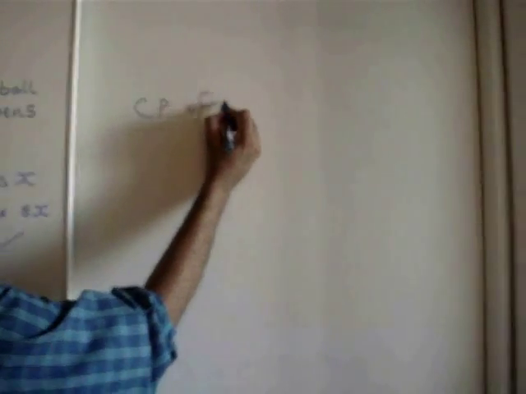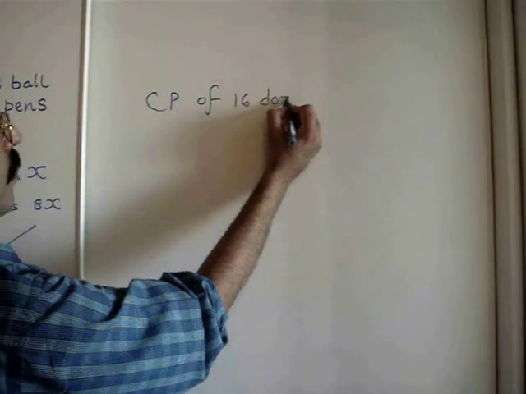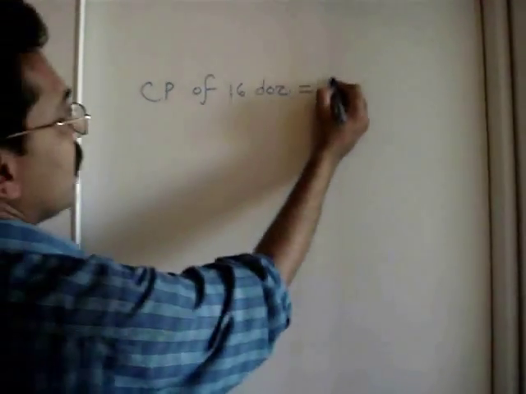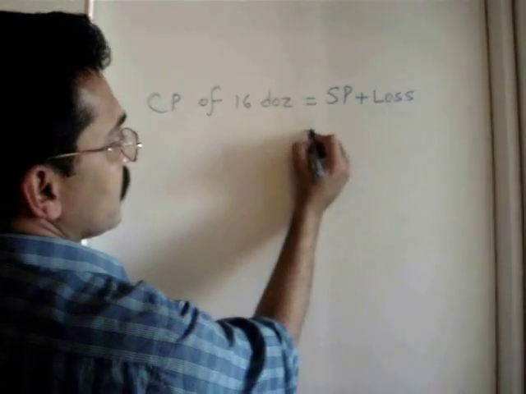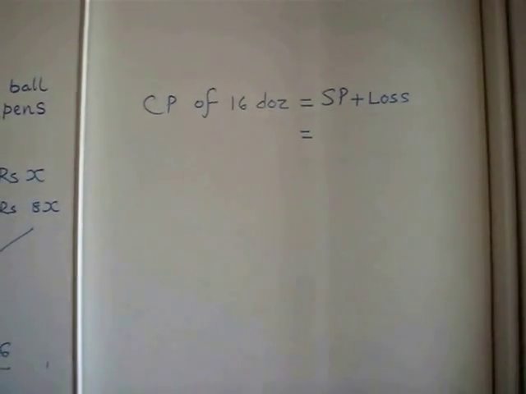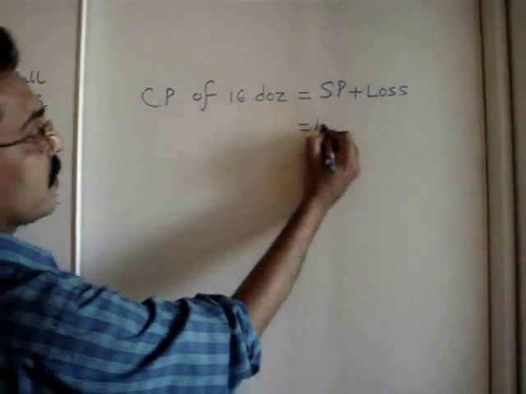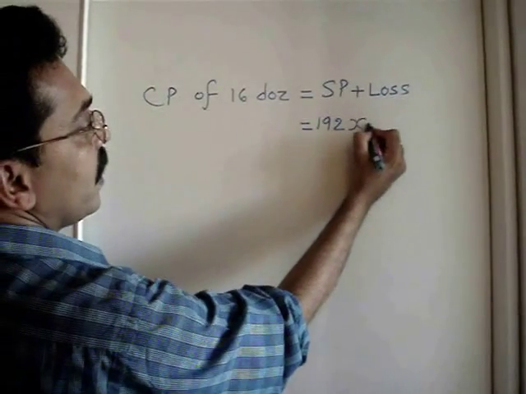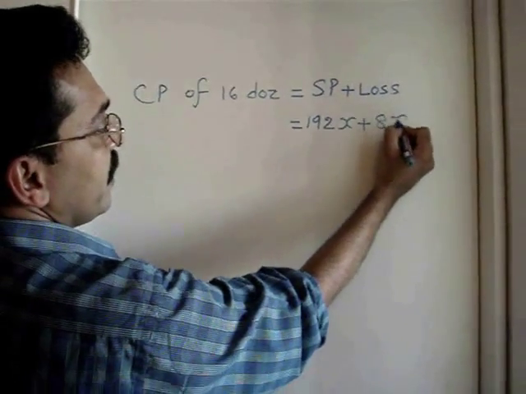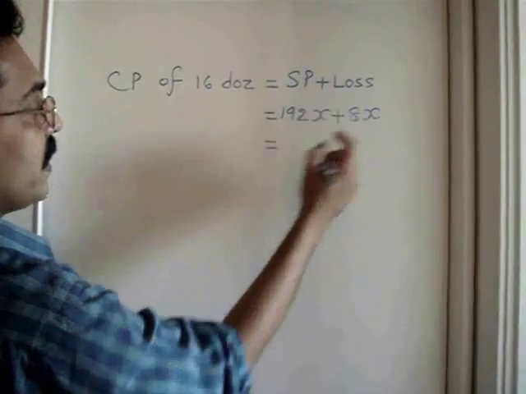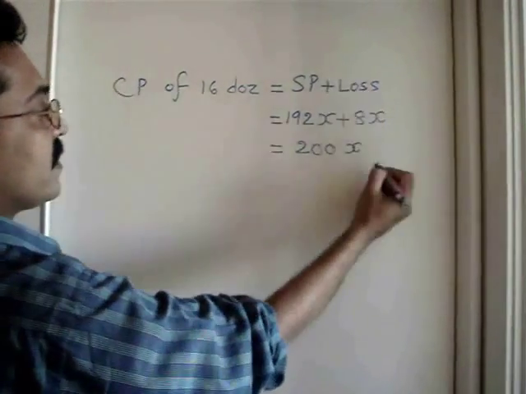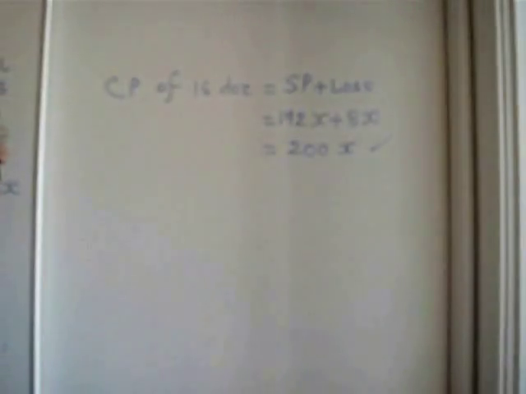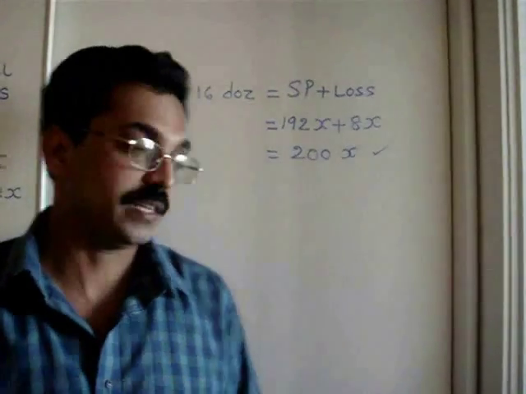CP of 16 dozen ball pens is equal to, the formula for CP is SP plus loss. So SP is 192x and loss is 8x. If we add these two, 192 plus 8 is equal to 200x, which is the CP of 16 dozen ball pens. But we had to find out loss percent.